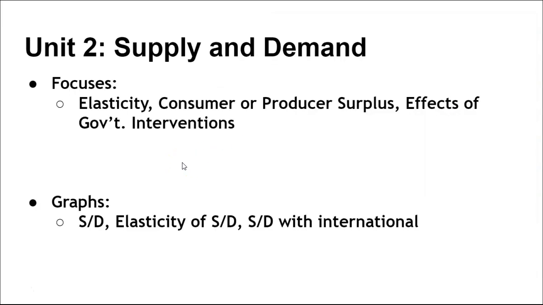So not too many graphs for Unit 1, but the later ones, especially 3 and 4, we do get more. With Unit 2, the focuses are elasticity, consumer and producer surplus, and the effects of government intervention, mostly price floors and price ceilings. So these are the graphs we'll be looking at.